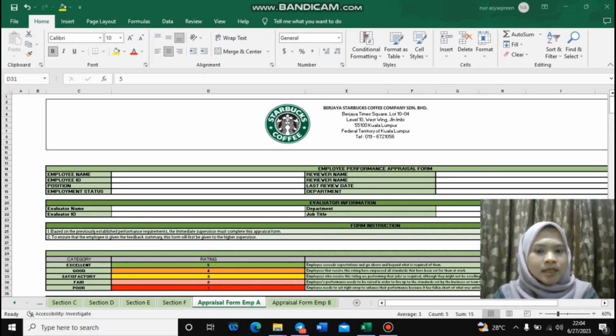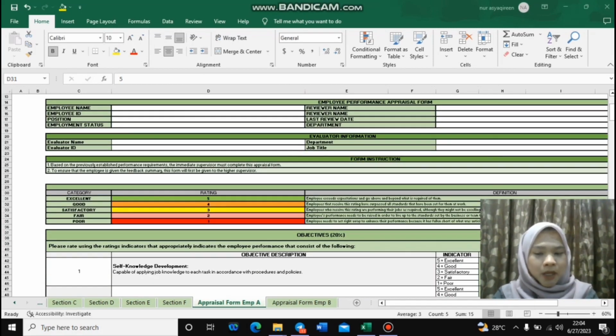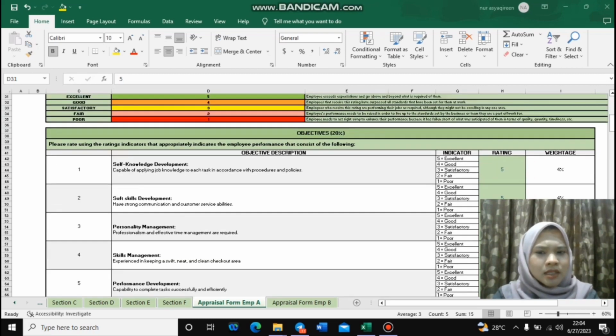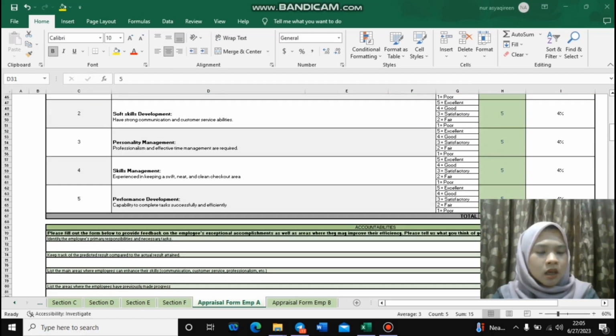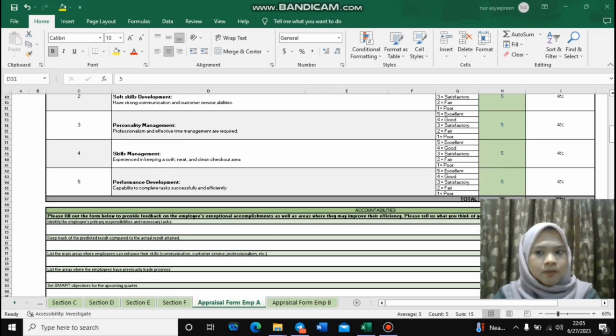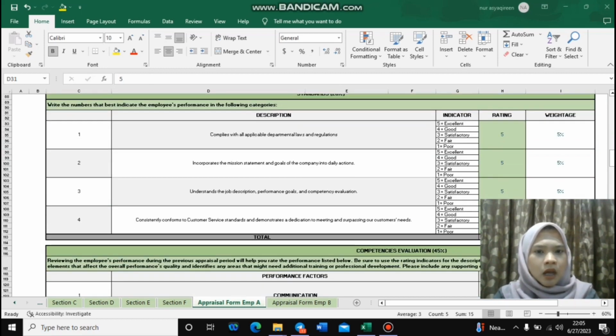So here, we can see the appraisal form for the good employee, with the rating for excellent, good, satisfactory, fair, and also poor. And you can see here the objective description and self-acknowledgement, where the employer gave the good employee a rating of 5, which is excellent. Soft skill development is also excellent, and the other 3 below also received the excellent rating. Next is for the standards.